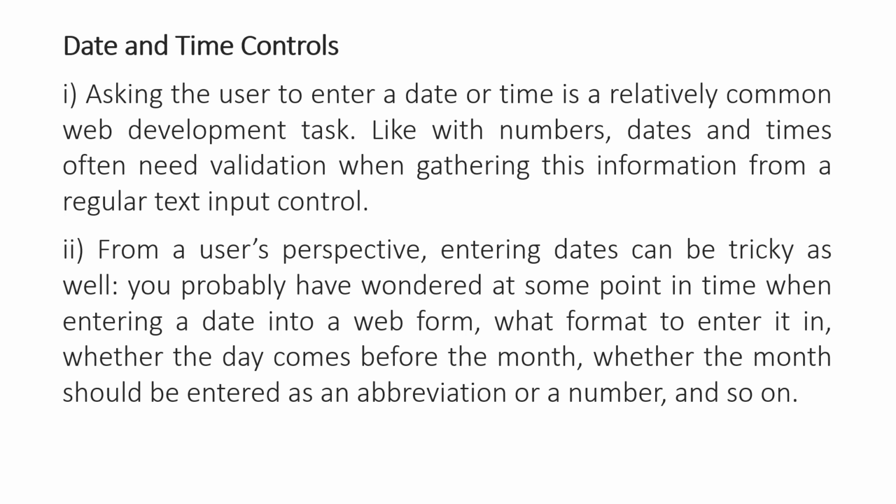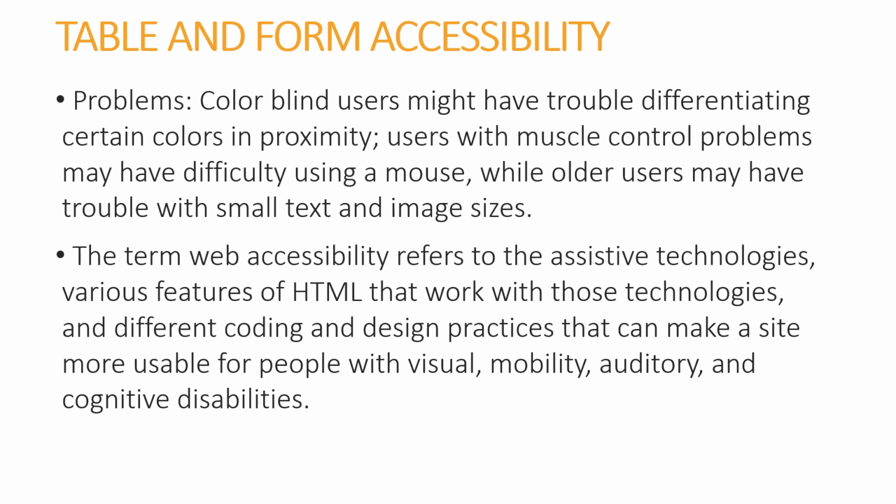Date and time controls. Asking the user to enter a date or time is a relatively common web development task. Like with numbers, dates and times often need validation when gathering this information from a regular text input control. From a user's perspective, entering dates can be tricky as well. You probably have wondered at some point when entering a date into a web form what format to enter it in, whether the day comes before the month, whether the month should be entered as an abbreviation or a number, and so on.